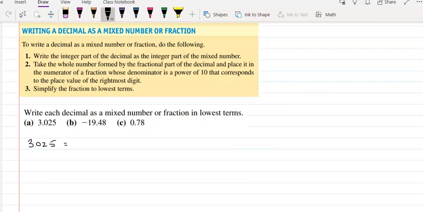Okay, so to write a decimal as a mixed number or a fraction, these are the steps you want to follow. So you can take a moment, pause the video, and read those. I'm not going to read them to you. So now we're going to try the problems.